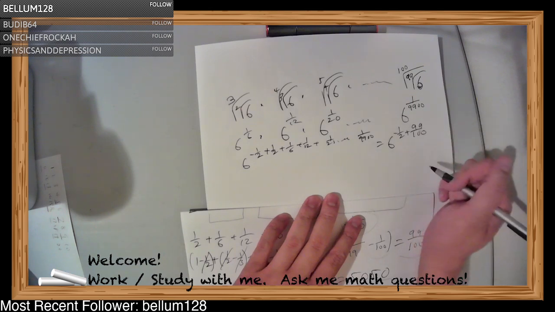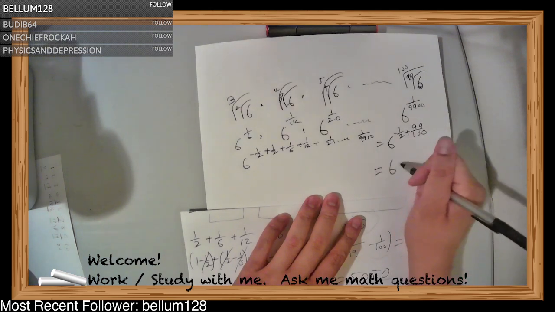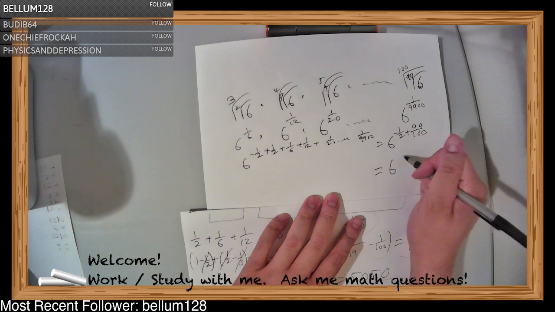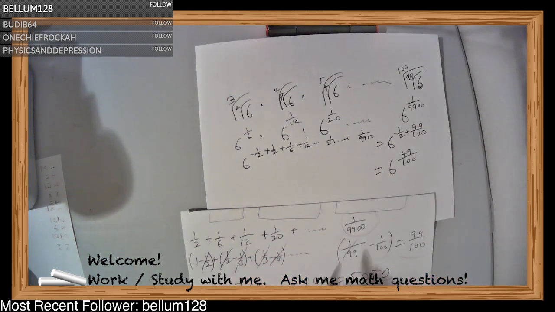That leaves a square on the right side, which is kind of nice. Square on the top and the bottom of the fraction: 49 over 100. And that is the answer.